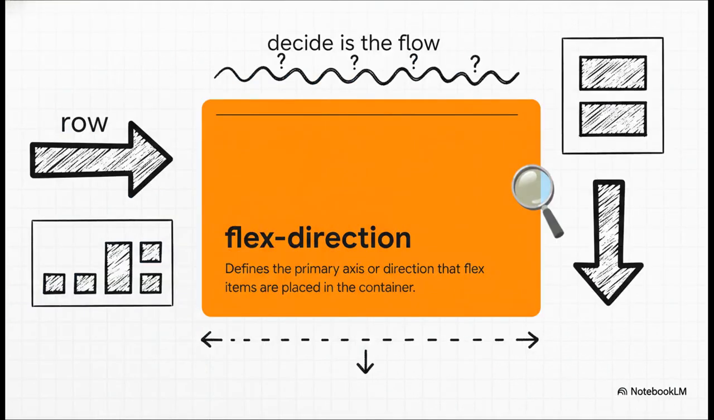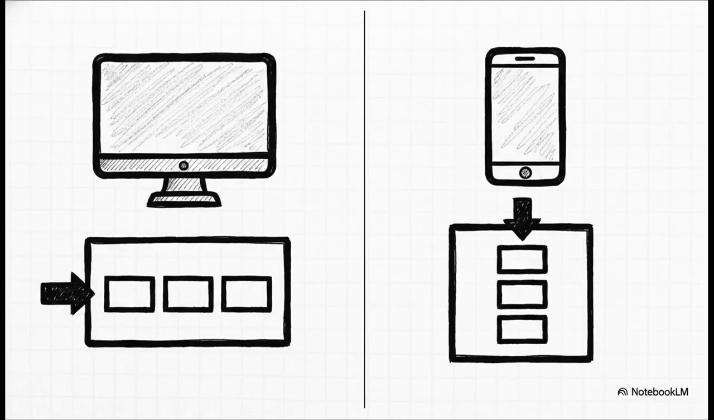So, you've made a flex container. Now what? Well, the first big decision you have to make is all about direction. Do you want your items to line up side by side, in a row, or do you want them to stack on top of each other, in a column? The flex direction property is how you make that call. Your two main options are going to be row and column.